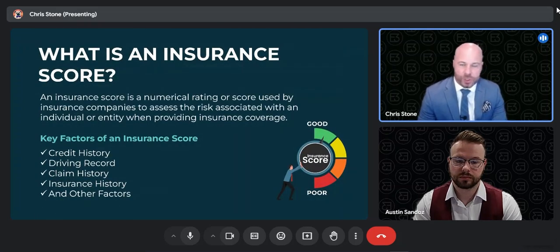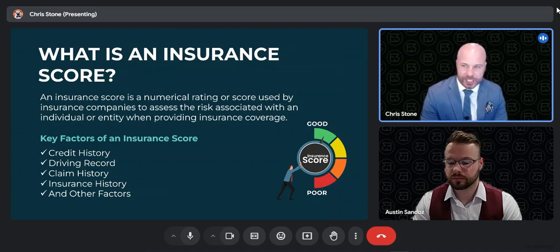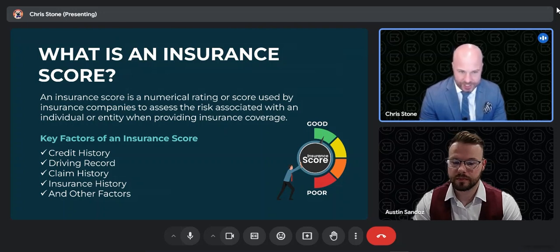So an insurance score is a numerical rating or score used by insurance companies to assess the risk associated with an individual or entity when providing insurance coverage. So key factors of an insurance score: credit history, driving record, claim history, insurance history, and other factors. A lot of people are unaware that insurance is a financial vehicle. It's very heavily rated by credit. So if you have a low credit score, you're going to pay more for insurance. It's just kind of the way that it is.